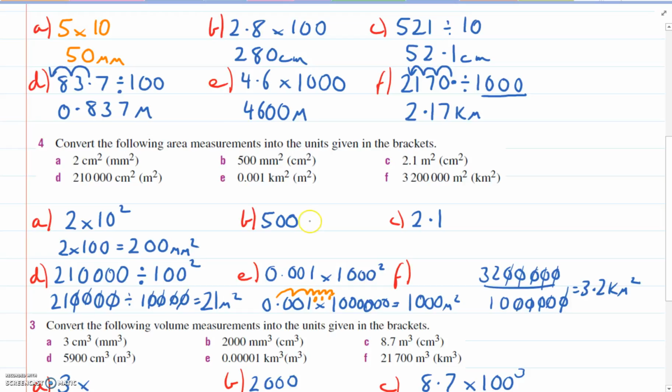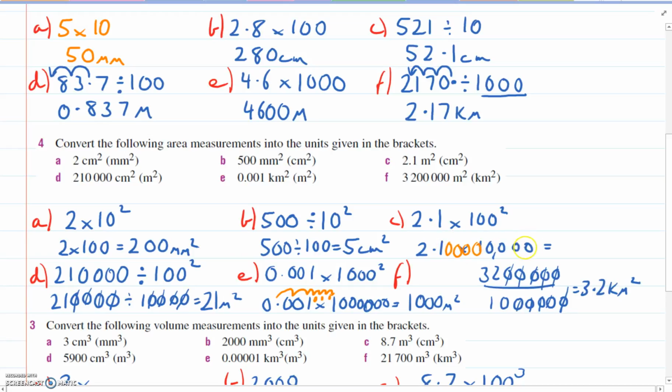Millimeters squared to centimeters squared is dividing by 10 squared, which is the same as dividing by 100. So that's going to be 5 centimeters squared. And 2.1 meters squared to centimeters squared will be timesing by 100 squared, which is the same as 10,000. So a way to think of this, if we did a bunch of zeros out from here, and we're going to jump 1, 2, 3, 4 spots. So we end up with 2,1,0,0,0 centimeters squared.